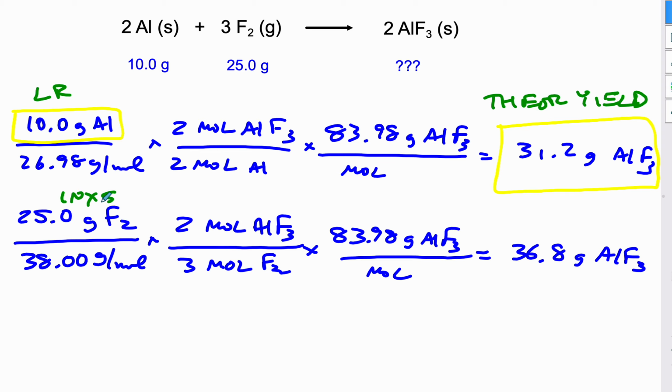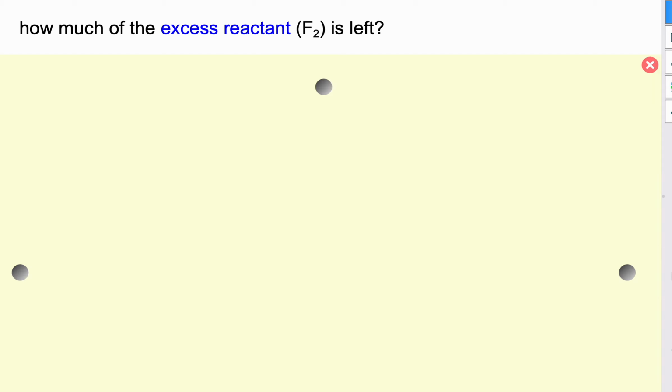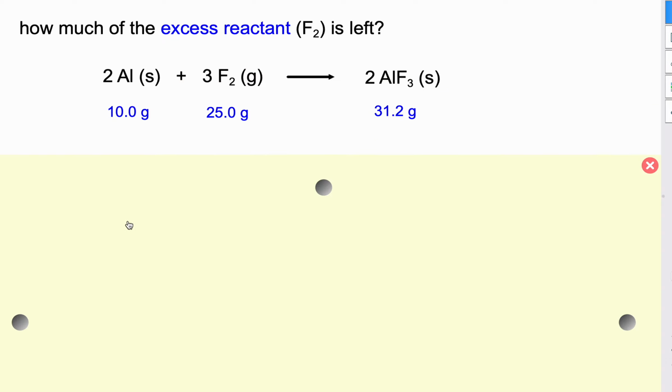Okay, so there's the first part. Now, the second part is how much of the excess reactant fluorine is left. Well, there's my balanced equation again. This raises the question, what controls how much of the fluorine I started with actually undergoes reaction? Well, it's the limiting reactant. The limiting reactant controls everything. So, to figure out how much fluorine is left over, I'm going to have to calculate how much reacted and then subtract that from the mass of fluorine I started with.